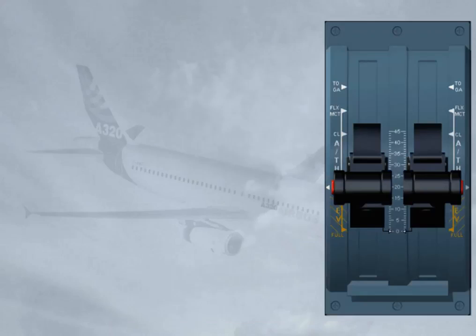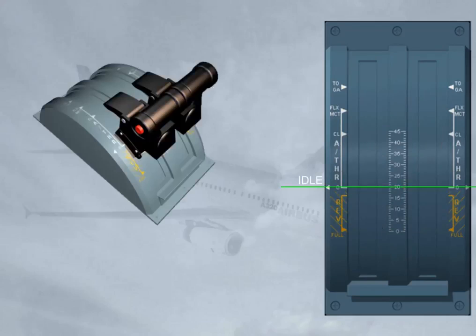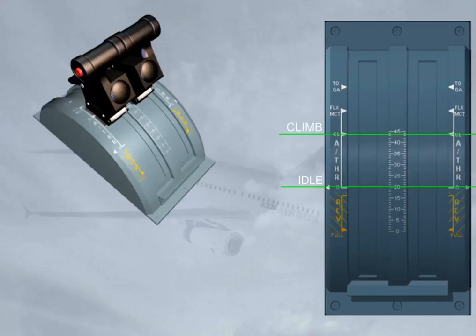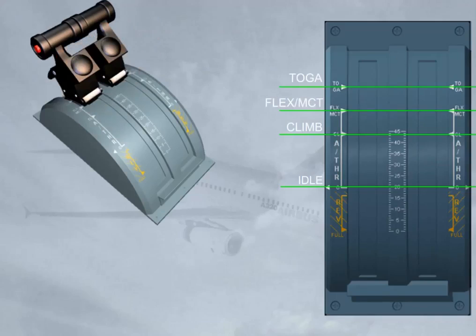When the auto thrust is off, the crew controls the thrust as usual by moving the thrust levers over a quadrant. For forward thrust, this quadrant carries 4 physical detents or stops, which are idle, climb for max climb thrust, flex MCT for flex thrust at takeoff or max continuous thrust, TOGA for max takeoff or go around thrust.